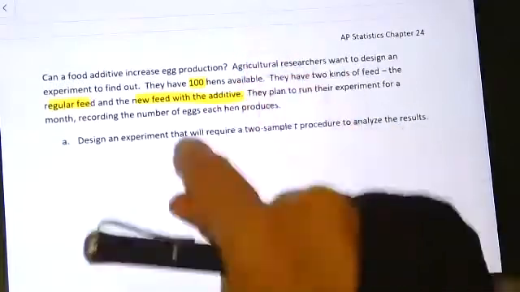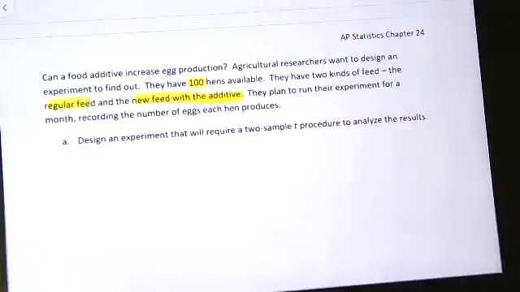Side note, when I was in college, I actually had a job with a poultry expert, and we ran experiments like this. I did the statistics for them. This just reminds me of that. That was a long time ago, but it was very interesting.